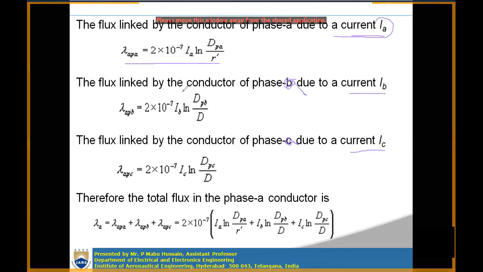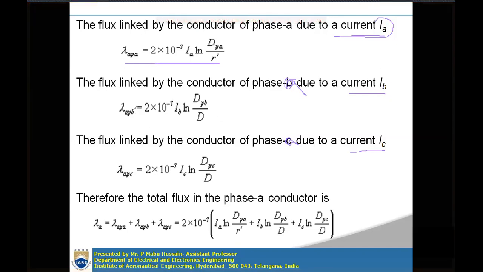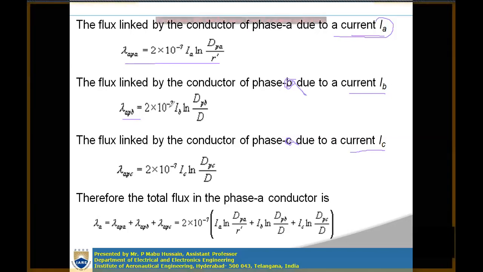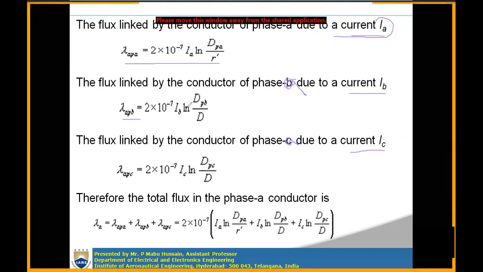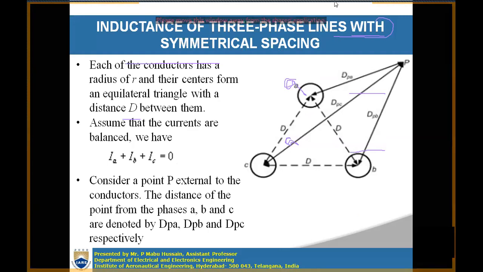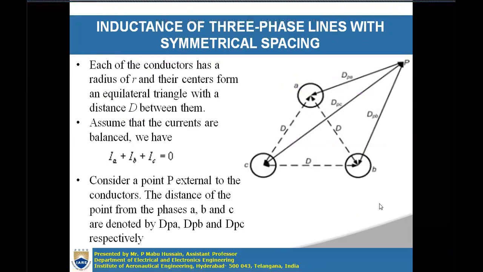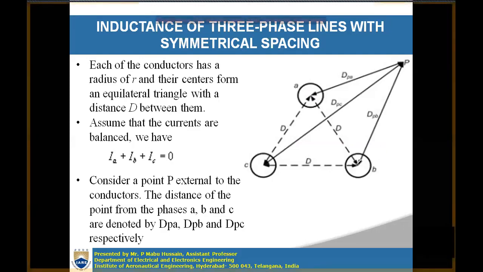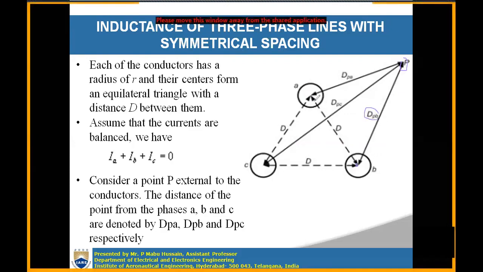When you write the flux linkage expression for conductor A due to the current flowing through IB, then lambda A PB is equal to 2 into 10 power minus 7, then the current flowing through conductor B, IB, into ln DPB here, which is the distance from conductor B to point P. So the distance from point P to conductor B is DPB, divided by the distance between these two conductors.